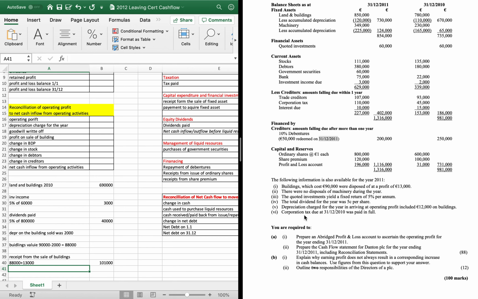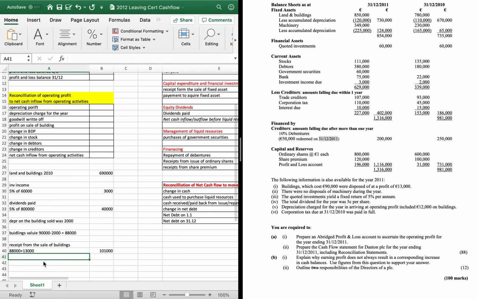Corporation tax due on the 31st of the 12th, 2010 was paid. Now, what does that mean? So that means everything you owed in corporation tax from last year was the only thing that we paid this year. So that's last year's tax bill of 45,000. That means this year's tax bill has to be what you owe.